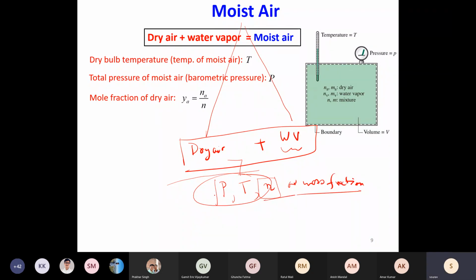Okay, so not only pressure and temperature, but you will also require the content of dry air in your moisture, or the content of water vapor in your moisture. So that information will also be required. So you'll always require three property information. But if you look at all the psychrometric processes, they will happen at atmospheric pressure.